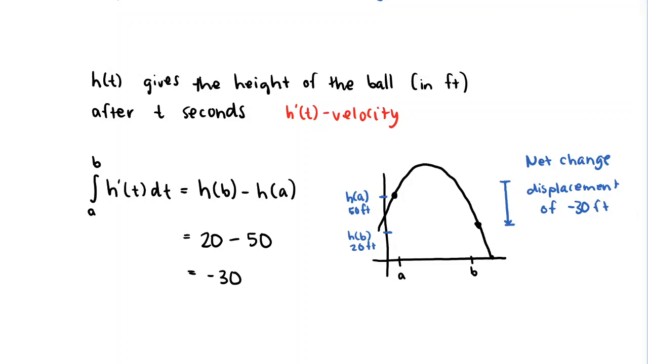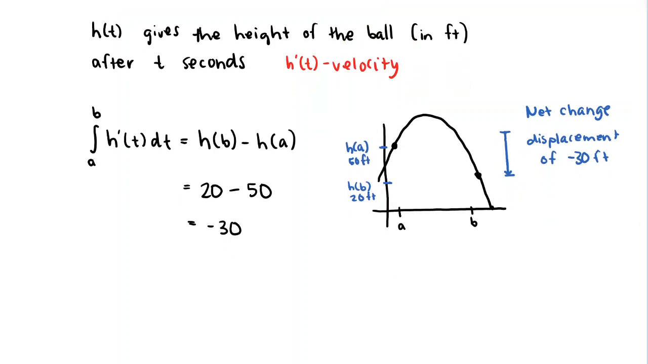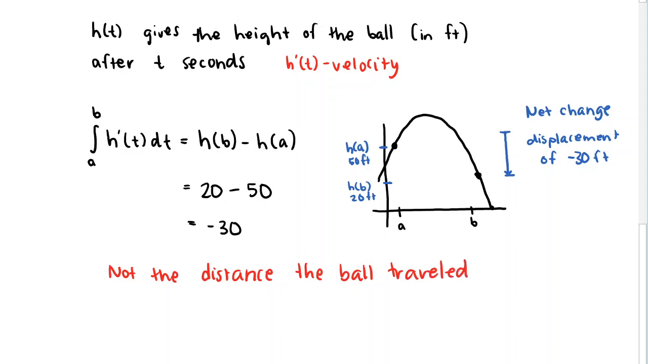And so this net change of this height function is just this displacement, right? The distance between where the ball started and where the ball ended. And so one thing I want to point out is that this is not the distance the ball traveled over this window of time, right?